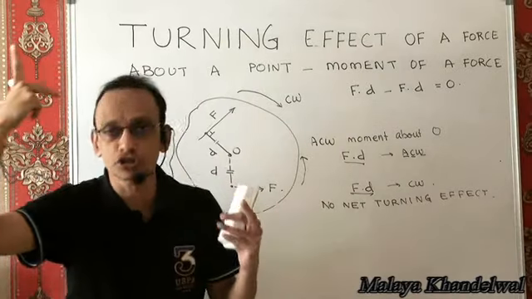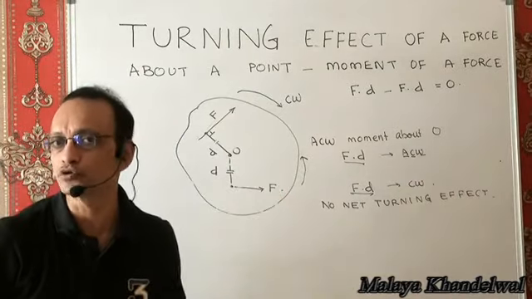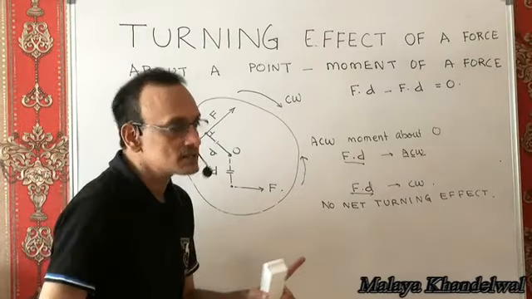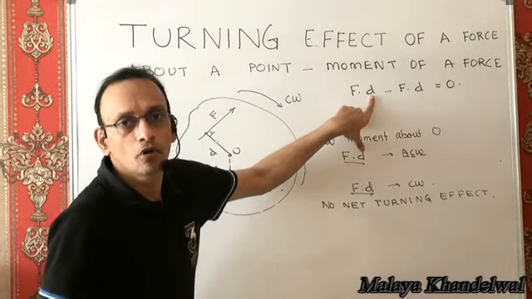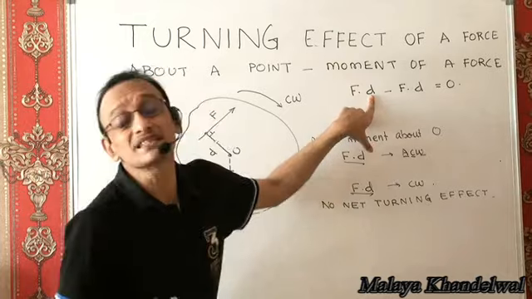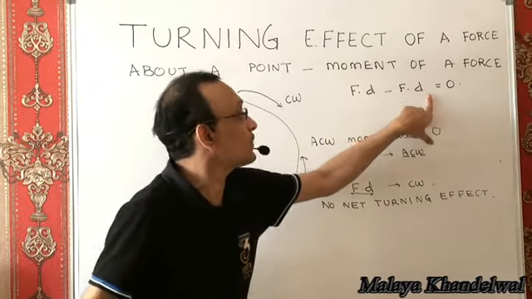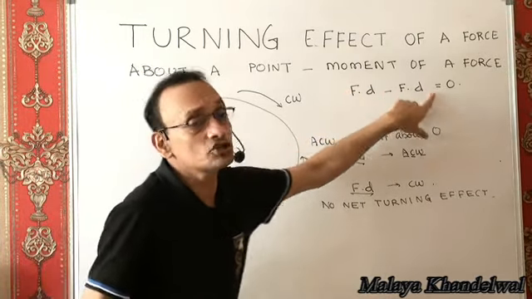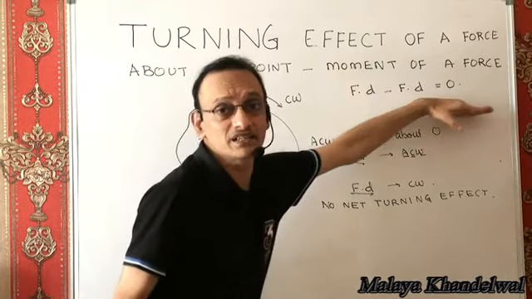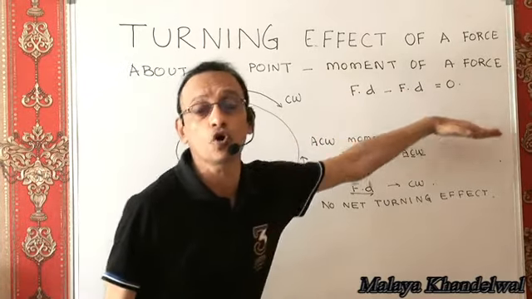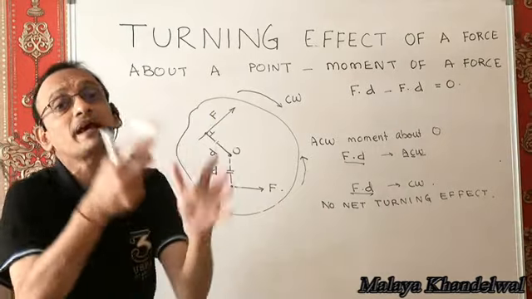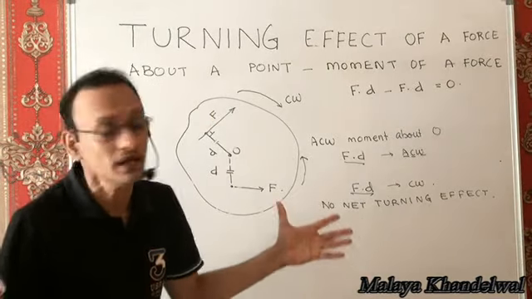This body will not turn about O in this case, because the anti-clockwise moment is the same in magnitude as the clockwise moment. If I assign signs to it, then the algebraic sum of the moments about O turns out to be 0.